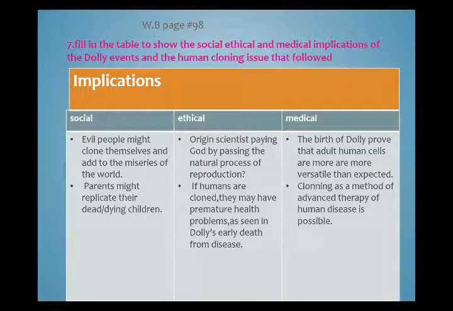Number third, we have the medical implication. The birth of Dolly proved that adult human cells are more versatile than expected. And the second: cloning as a method of advanced therapy of human disease is possible. It means that what you make yourself, the thing which is made by a person, will not be very strong. It will be weak and it must have some kind of diseases.